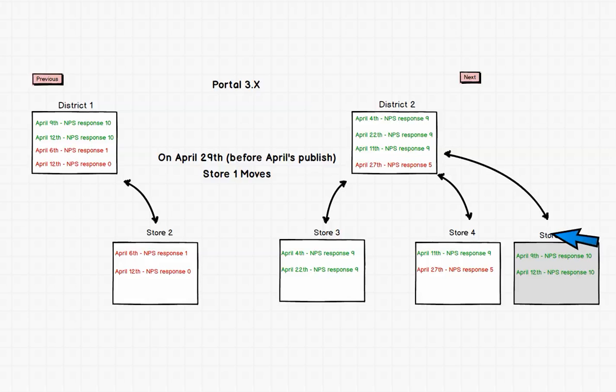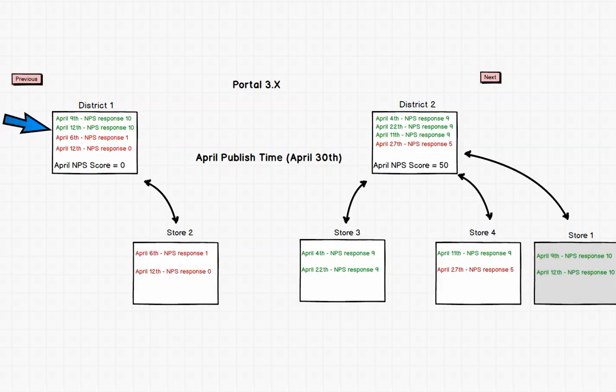But now when Store 1 moves, the survey responses that belong to Store 1 no longer go into District 2. Instead, these two survey responses, April 9th and April 12th, because the store moved on April 29th, those two survey responses still stay with District 1 instead of going over to District 2. So now when it comes time to publish April's score, District 1 gets an NPS score of 0. District 2 doesn't get any of these survey responses from Store 1, so they get a score of 50, 75% promoters minus 25% detractors.